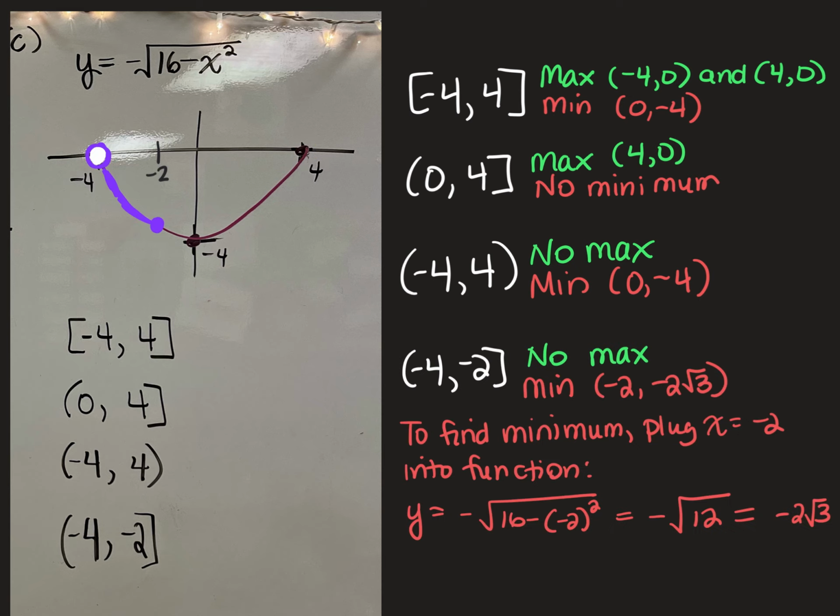All right, this last one was a little tricky. So there's no maximum because we go up to -4, which has an open circle, but our minimum we can find by using the actual function that we were given, which hopefully you saw was right here. And just plug in your x value there and get an output of -2√3, and that would be your minimum.